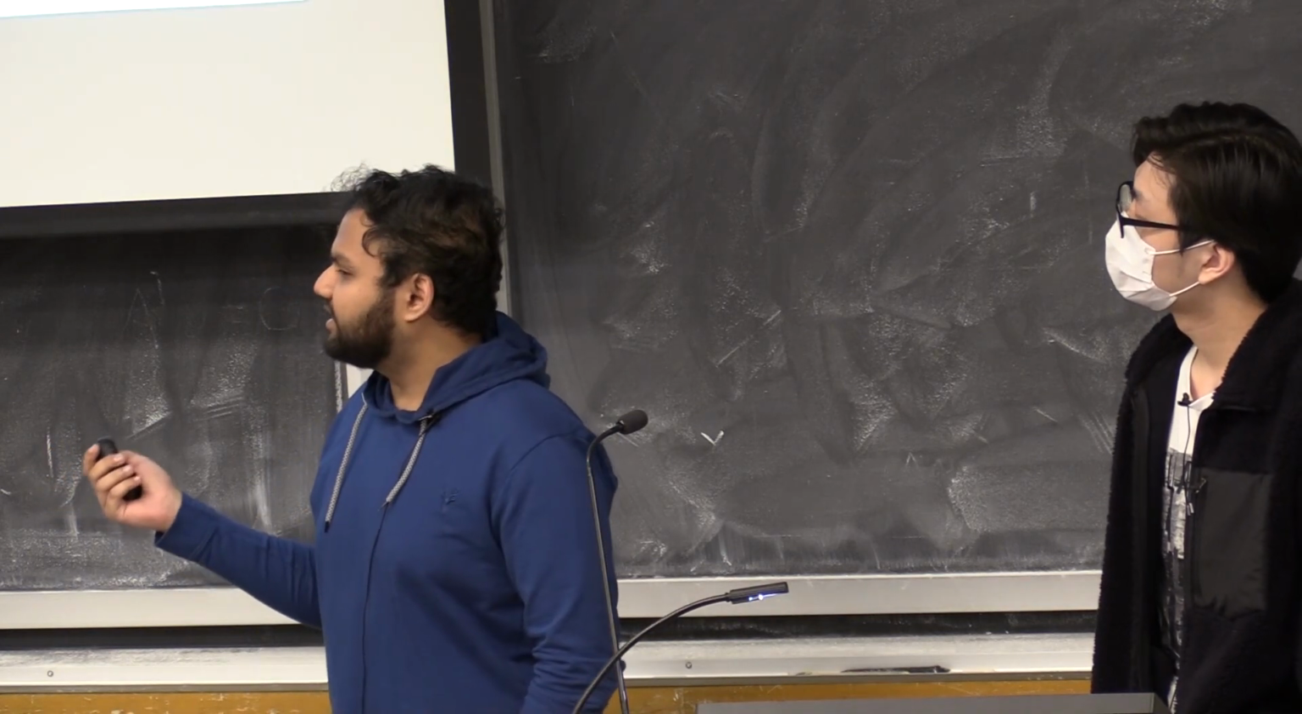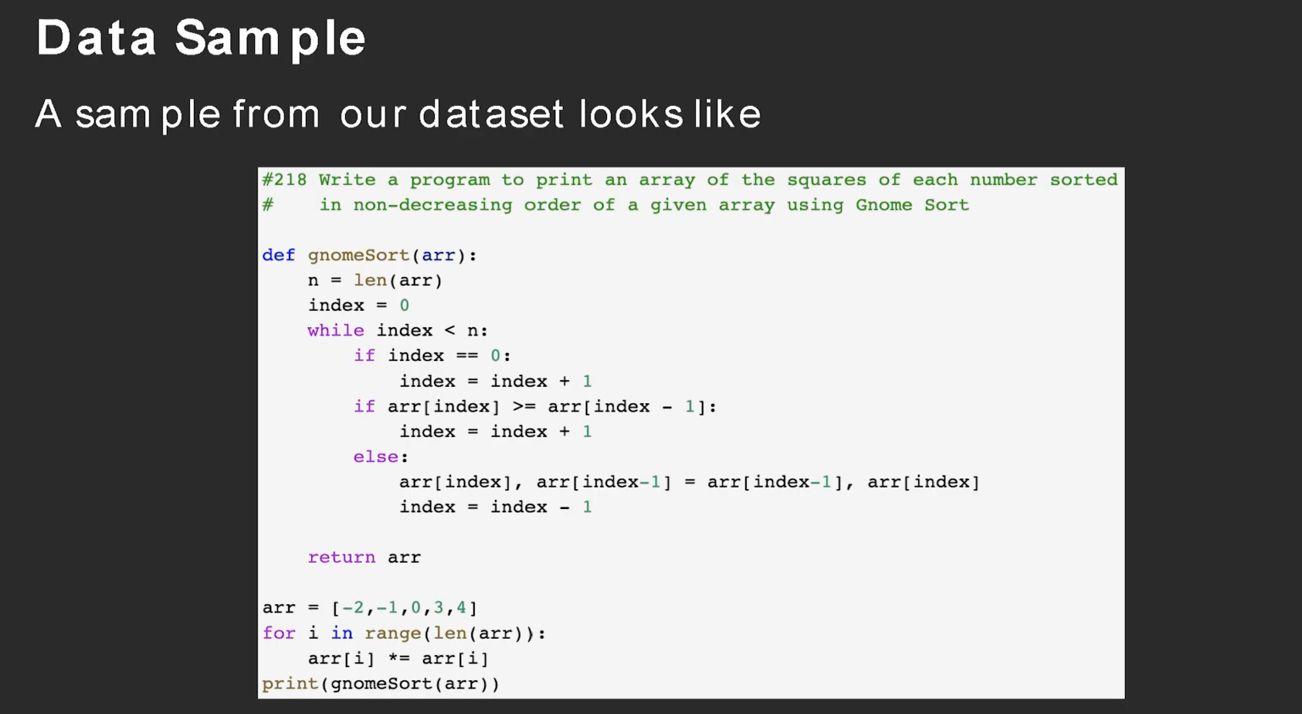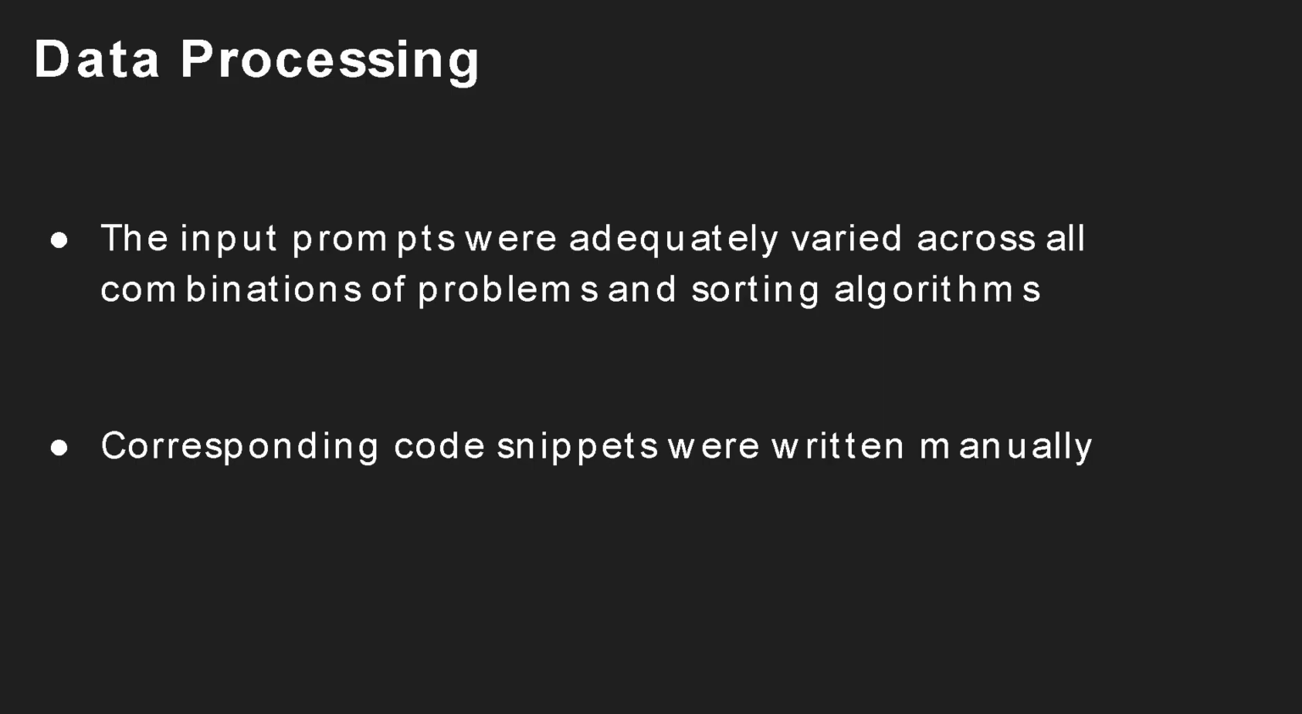Our data collection strategy involved combining simple Python problems that can be solved using sorted arrays with different sorting algorithms. A sample from our training set looks like this: an input statement in English and the corresponding code in Python. We ensured that the structure of all the English statements is changed by using strategies like paraphrasing, use of synonyms, etc., so the model can learn the variations and not overfit on a single style of statements.